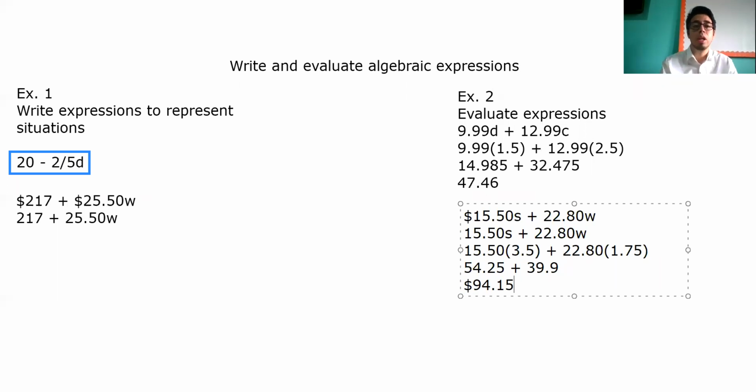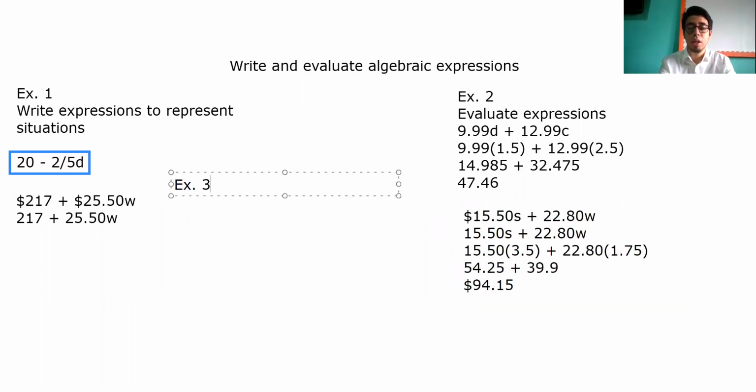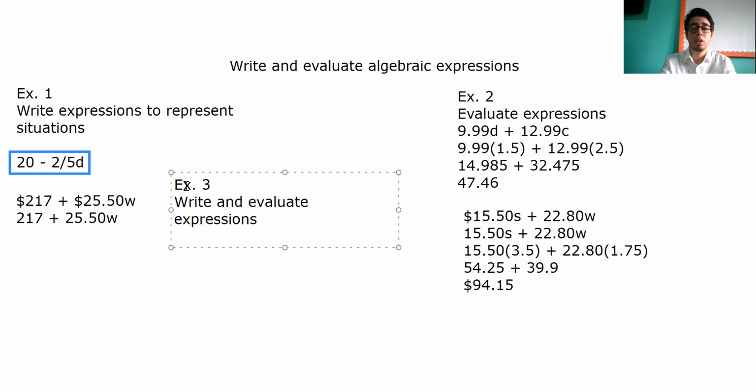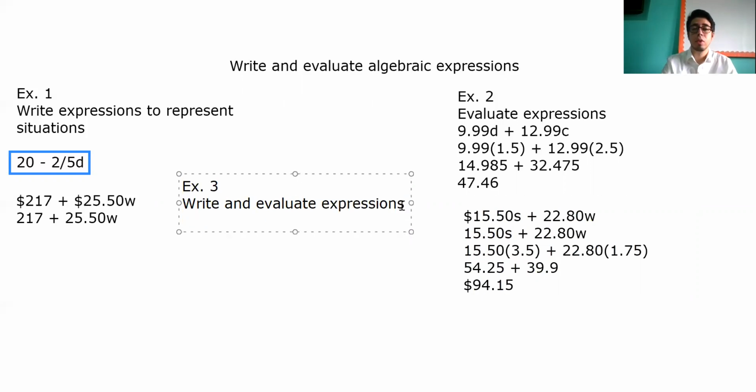Then in example 3, I'm going to write the text. In example 3, we need to write and evaluate expressions. In this, I'm going to do both things: write and evaluate expressions. So we write the expression and later we evaluate it with a value. Maybe I can expand this. Okay. Then what we have in the exercise.